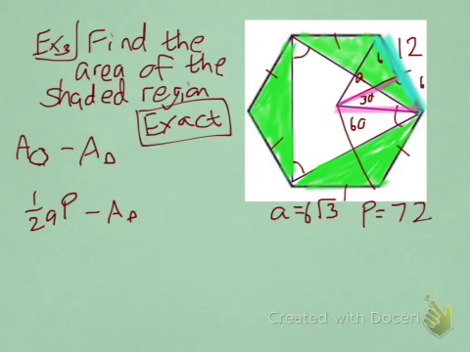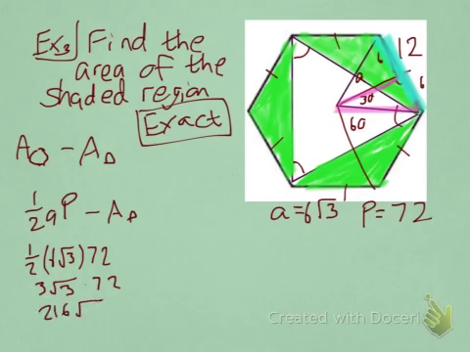So then the area of the hexagon is just 1/2 times 6 rad 3 times 72, which is 3 rad 3 times 72. All I did was multiply the 1/2 and the 6 together. So I have 3 rad 3 times 72, which ends up being 216 rad 3, units squared. But that's not it, right? That's just the area of the hexagon.